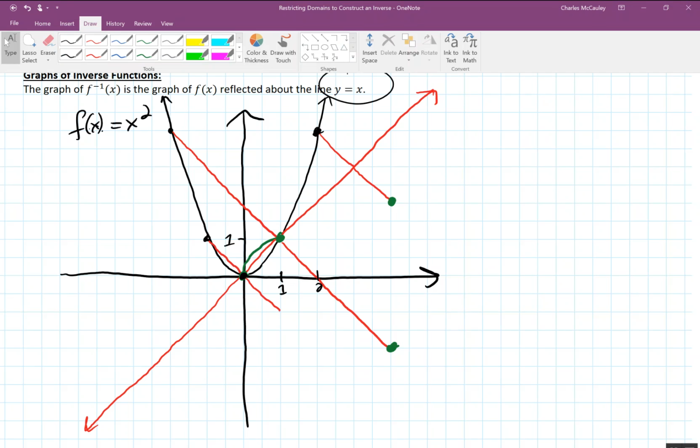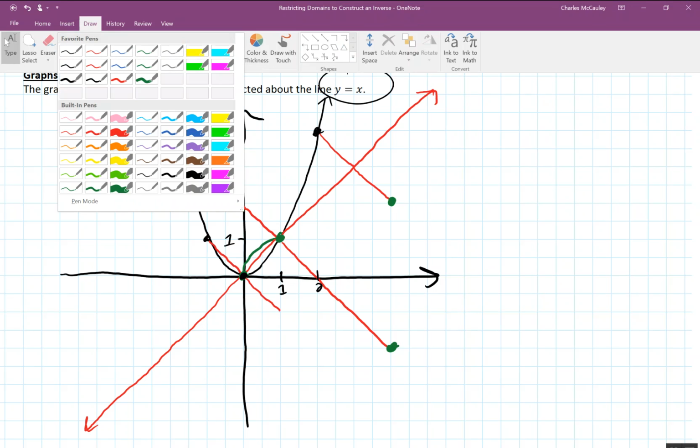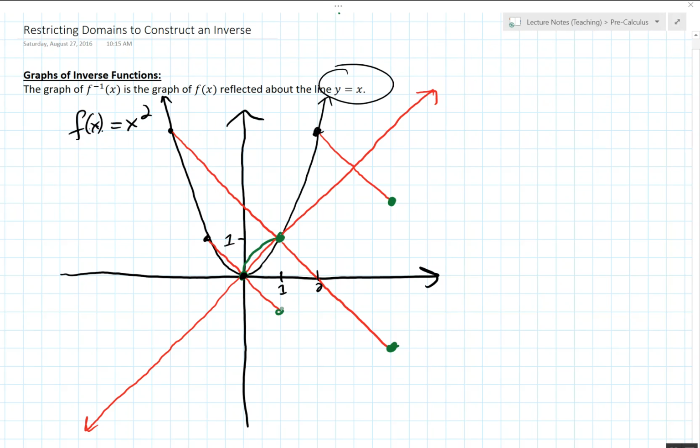And notice that the reflection of the graph looks the same. So I'll continue this, and this comes out like this and goes like this. And notice that this green parabola is just this red, or this black, parabola turned on its side. But notice now that this is no longer a function.